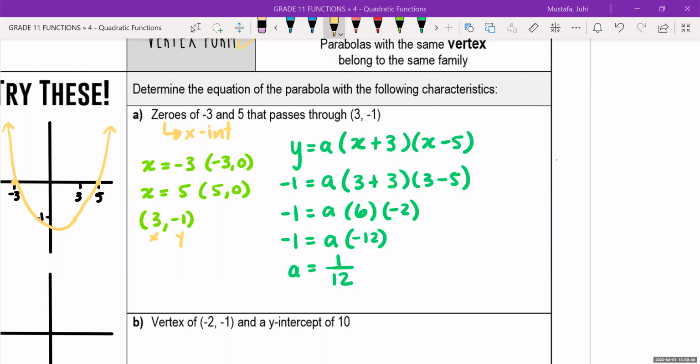Okay, so did you guys get a is equal to 1/12? Okay, now we need to actually put this back into our equation, and our final answer is going to be y is equal to 1/12 x plus 3 x minus 5.